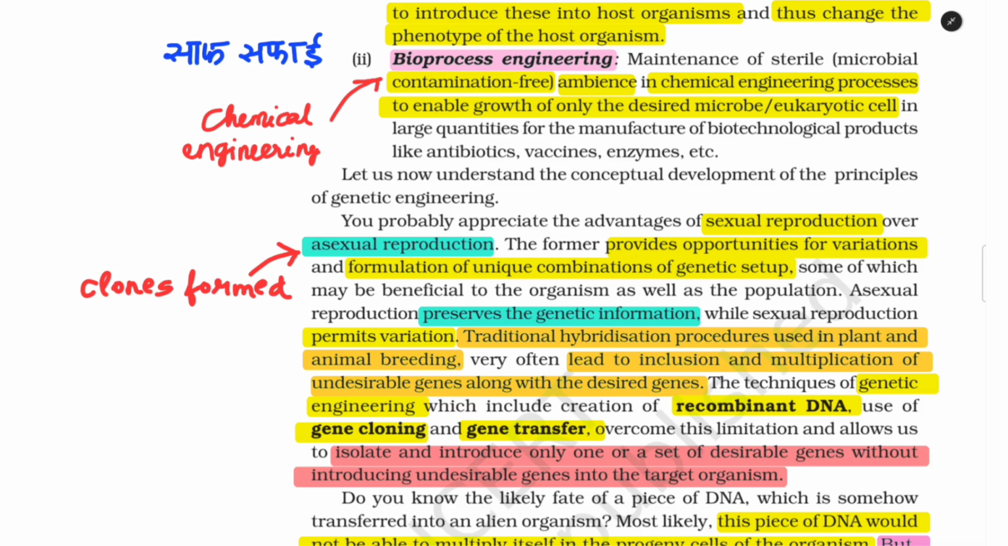Number 2, bioprocess engineering, maintenance of sterile, that is a microbial contamination free, ambience in chemical engineering process to enable growth of only the desired microbe or eukaryotic cell in large quantities for the manufacture of biotechnological products like antibiotic, vaccine, enzymes, etc. Bioprocess engineering is also known as chemical engineering.